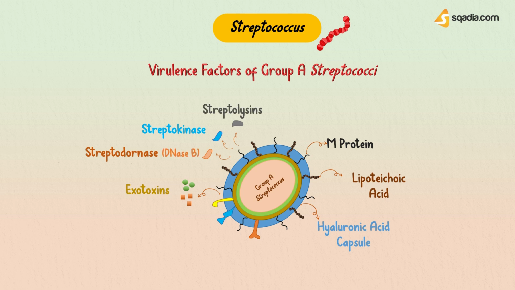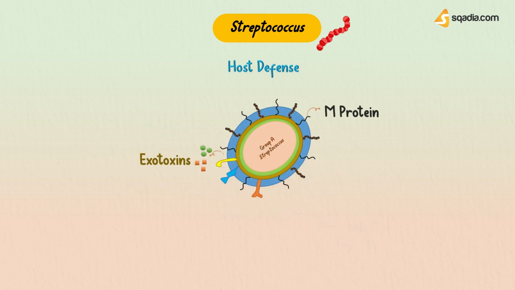Some strains of streptococci are nephritogenic. That means they can cause nephritis, while the non-group A strains have no defined virulence factors. Now, keeping all this in mind, how do you think your body is going to defend you against streptococcus?